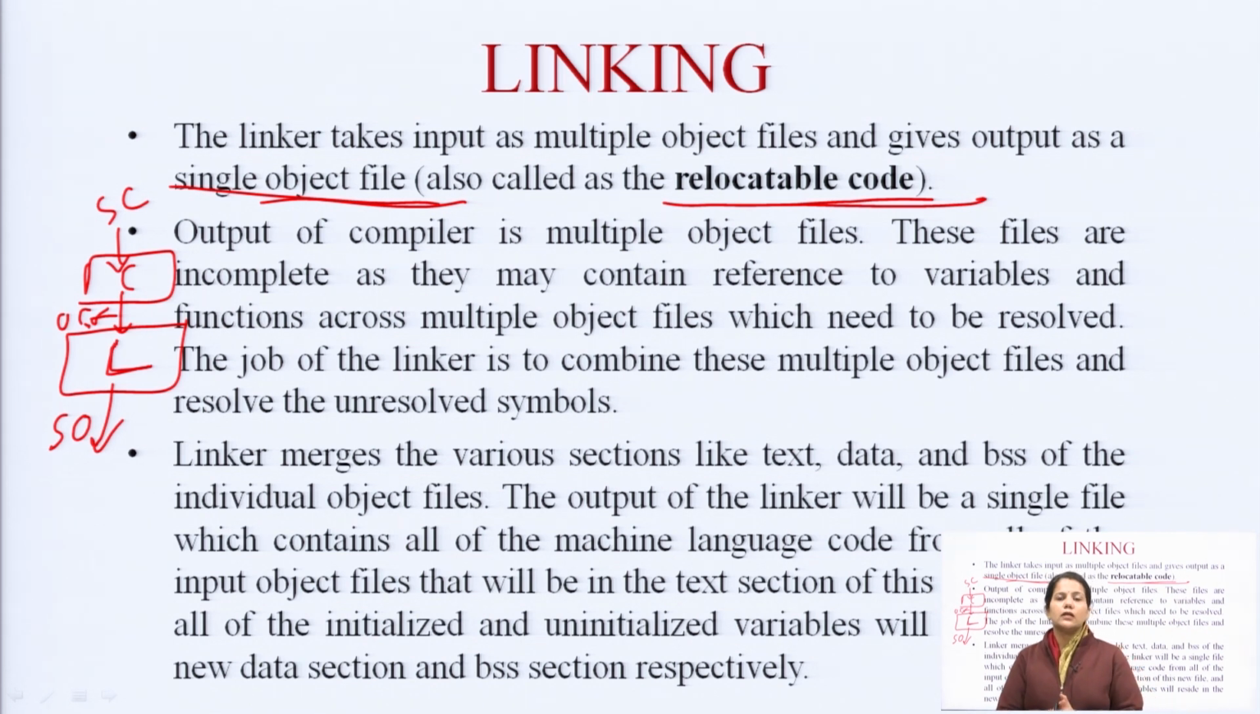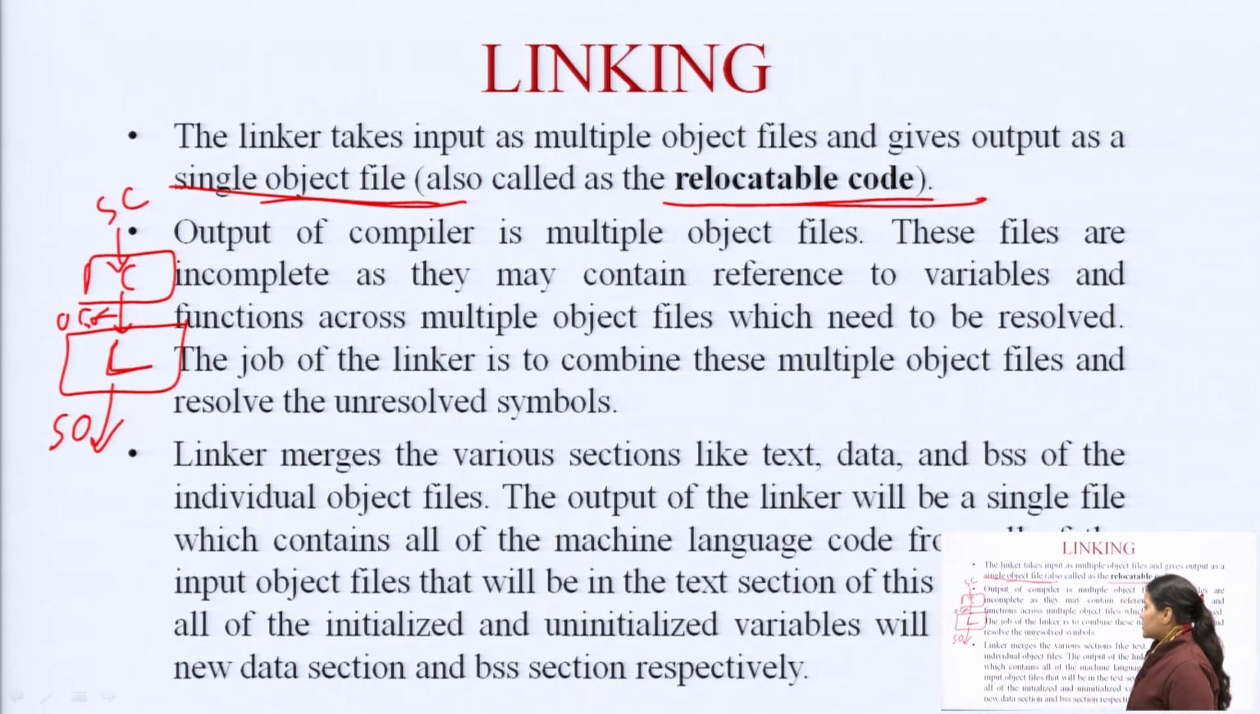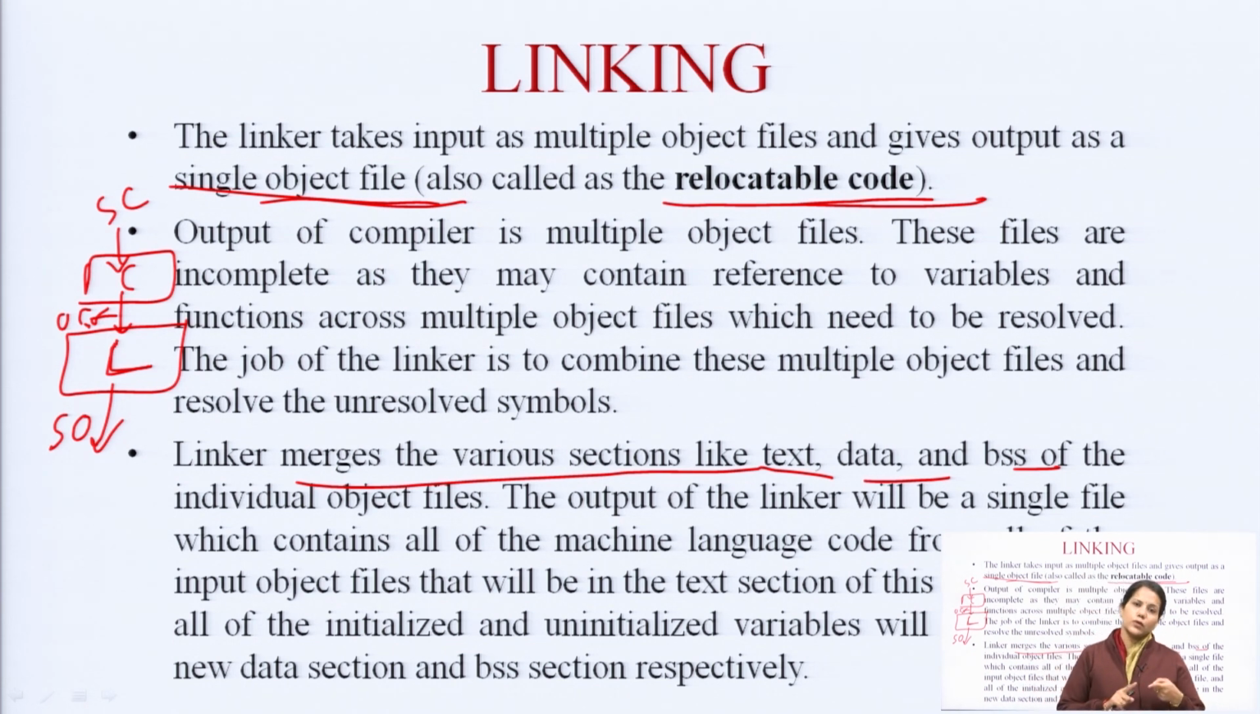The objective of the linker is to combine these multiple object files and resolve the unresolved symbols. So, what does the linker do? The linker merges the various sections like text, data and BSS. I talked about the various sections present in the object file. One was the header, there was the data, then there was the text and the BSS. The linker combines all the values present in these different sections and produces a single output file which has these sections, but a combination of the multiple input files.